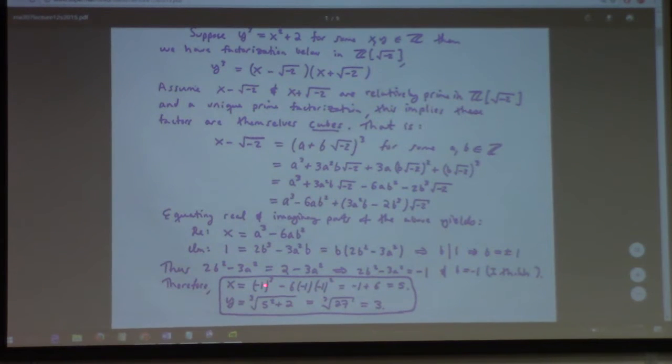x is equal to minus 1 cubed. So x is equal to 5, and y is equal to 3. At which point I go, whoa. That's cool, right? It's a solution. Is it the only solution? That I'd have to think more about. I think it might be, given these assumptions.